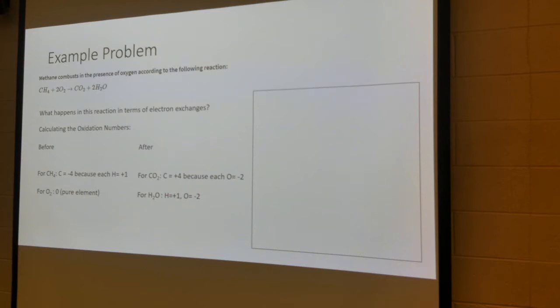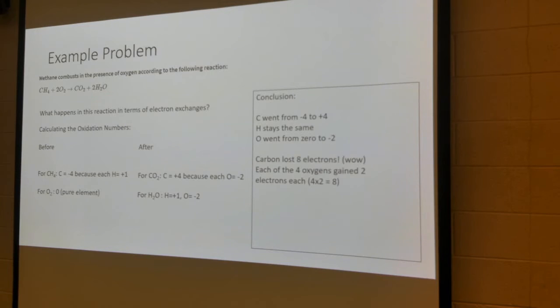So what happened overall? We know that the carbon went from -4 to +4. Hydrogen stayed the same. Hydrogen's number didn't change. It was +1, and here it was still +1 in water. Oxygen started with 0 and ended as -2, in both the carbon dioxide and the water. So we had these changes. Carbon lost 8 electrons. In this case, each oxygen gained 2 electrons. So 4 times 2 gets 8 electrons total transferred.